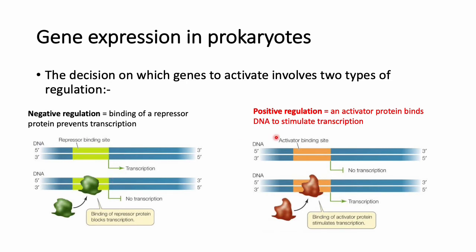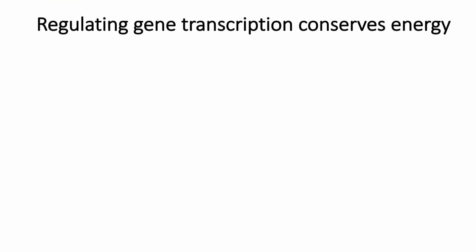Okay. Then we also have positive regulation. This is where you get activation: an activator protein binds to the DNA, normally at an activator binding site. When you don't have any proteins bound, there is no transcription, and then when you do get the binding of the activator protein, this stimulates the transcription. So regulating gene transcription can conserve energy.